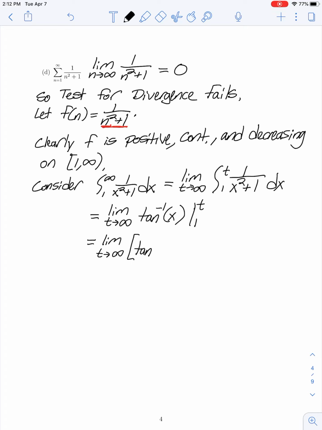So since our improper integral is converging to some real number, the integral test says that the series must also converge. So here, the series converges by the integral test.